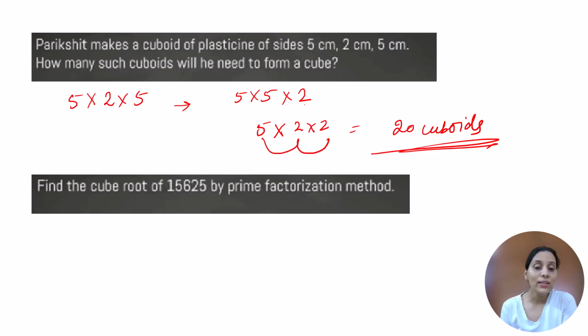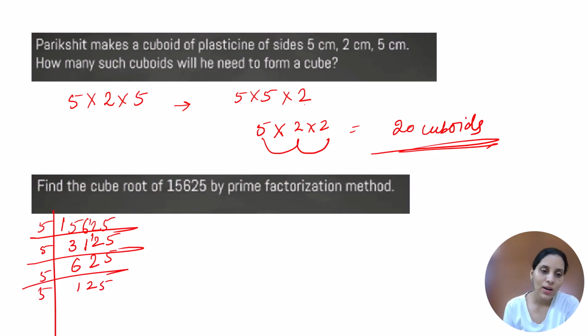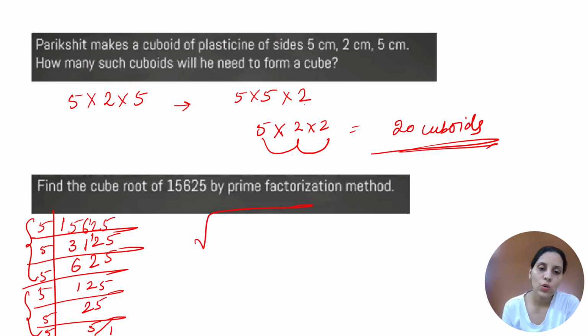Next one, find this using prime factorization. Prime factorization we were just doing, so let us find it for this as well. So this comes in 5 table. 5 3s are 15, 5 1s are 5, 5 2s are 10 and 5 5s are 25. Again 5 6s are 30, 5 2s are 10, 5 5s are 25, 5 1s are 5. So how many? This has its triplet, this has its triplet. So cube root of 5 cube into 5 cube.